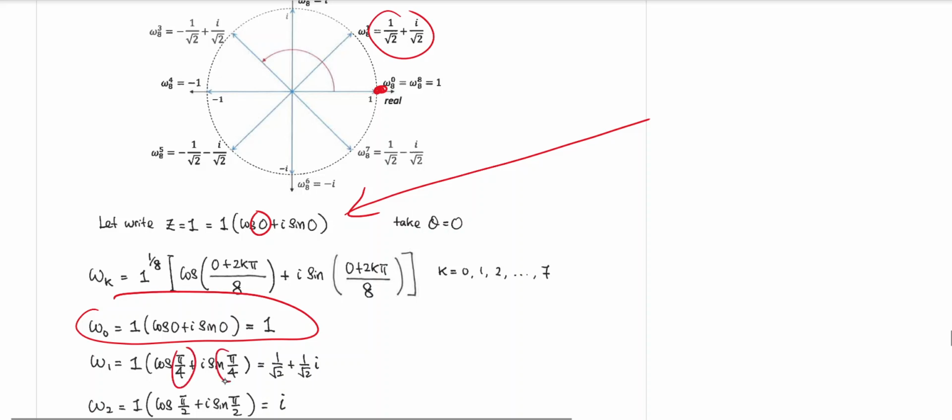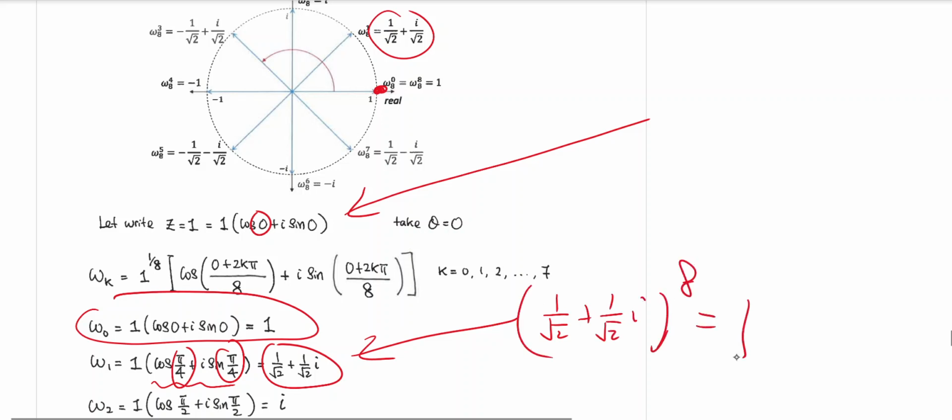So you have pi over 4, and these are special angles, so you figure out this is this. Now, if you don't believe me, if you take the square root of 2 plus 1 over the square root of 2 times i, raised to the power of 8, you will get 1. You will get 1.